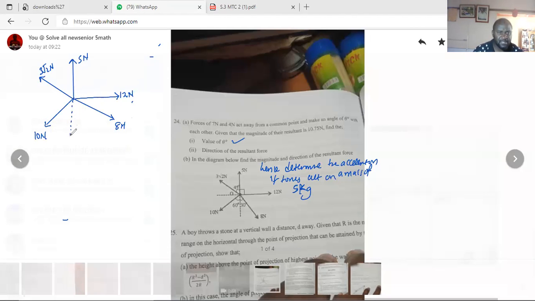It is always best you start resolving from the diagram before you go to the table, before you write down what you resolved. First, show us from the diagram, not show us, but yourself. Of course, we know that the 5 is acting vertically upwards. It has no component in the horizontal. This one is acting horizontally. It has no component in the vertical because the angle between them is 90.